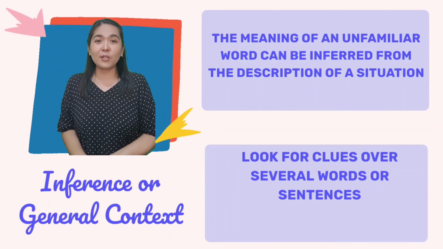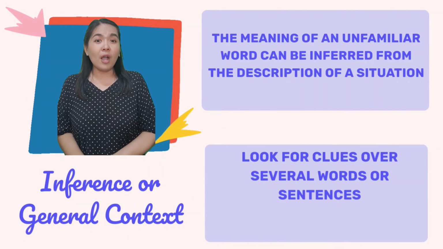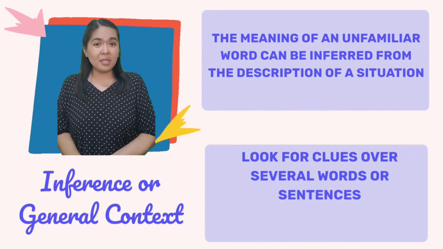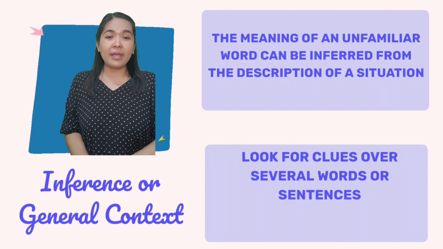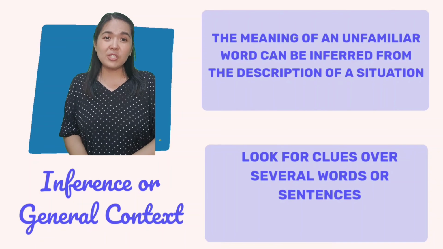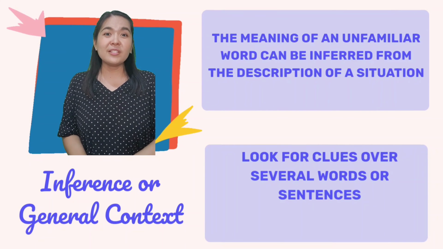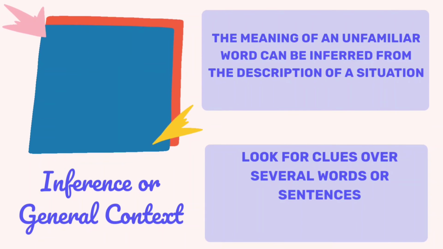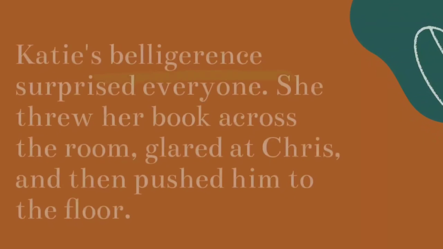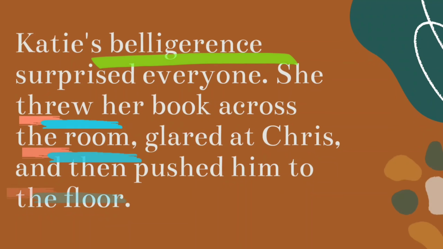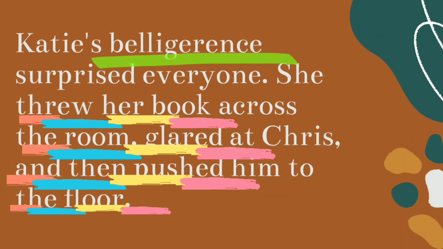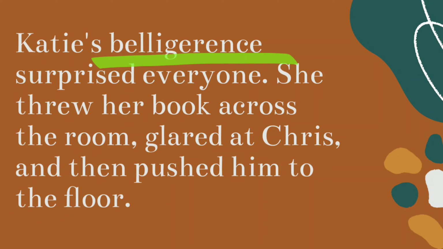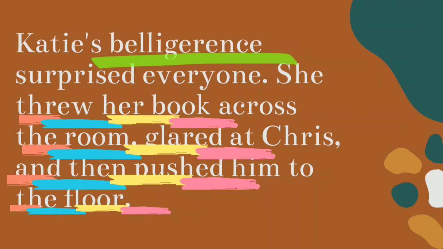Inference or general context. The meaning of an unfamiliar word can be inferred from the description of a situation. The author provides non-specific clues often spread over the sentence or in sentences. Inference means a conclusion reached on the basis of evidence and reasoning, so we can guess the meaning of a difficult word based on evidence present in the sentence.